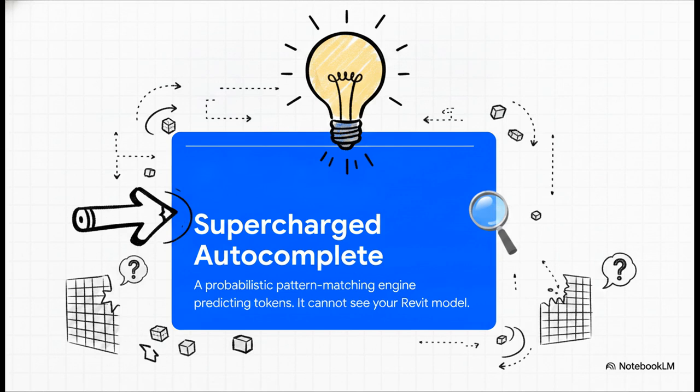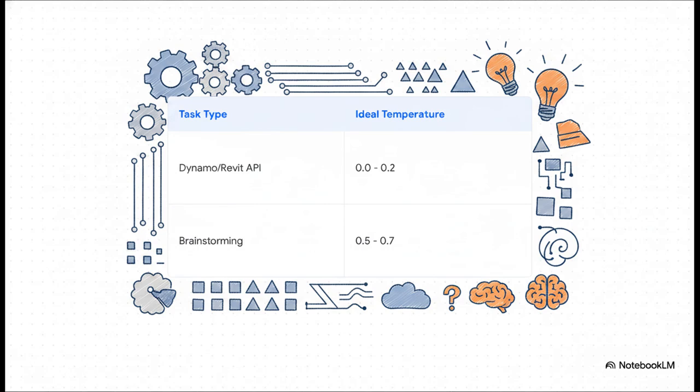You see, the AI cannot actually see your Revit model. It doesn't inherently know what a curtain wall or a structural column is in a 3D space. It just encodes statistical relationships between words. Because it can't see the model, and it sure can't read your mind, you have to meticulously steer that pattern matching engine using your own domain expertise. Precisely. And steering it? Well, that starts with the actual settings.